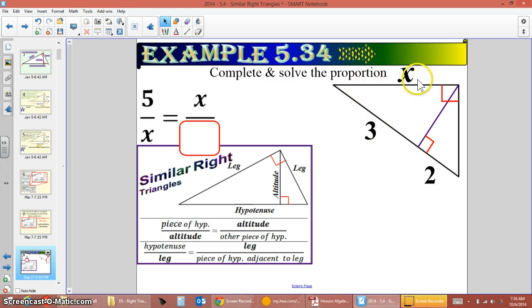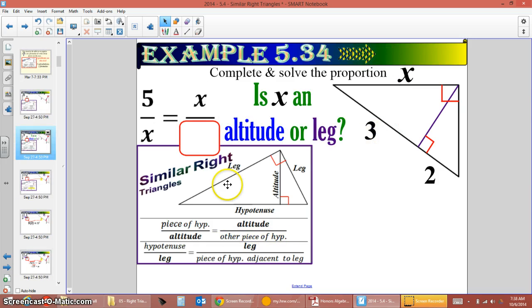Okay, so if we look at our first example here, I have to find the information. The information I'm looking for is x, and it is a leg of the triangle. Okay? So I look at my equations. Piece of hypotenuse, altitude, other piece of, that doesn't have a leg in it. Nothing in there discusses a leg of the 90-degree triangle. So I know I'm not going to be using it. All right, so when I look at this, I say it's a leg. X is leg. So if I look at my equation, leg and leg, that's the equation I'm using.